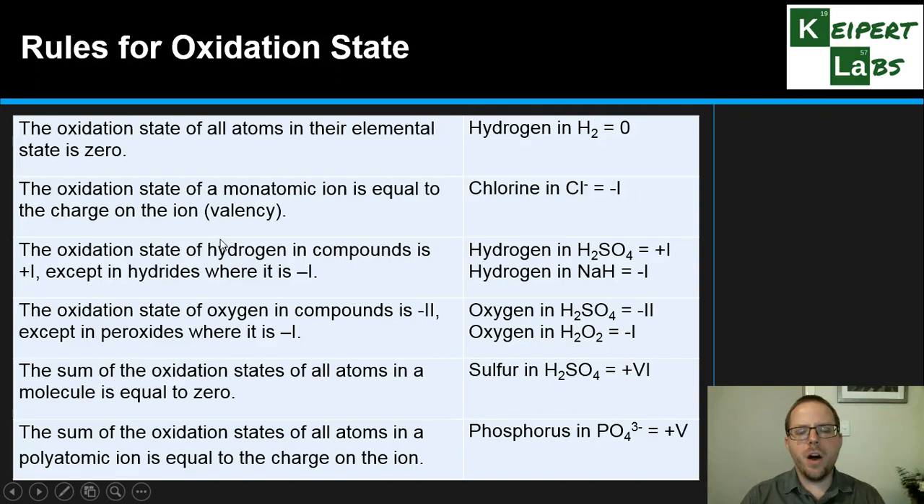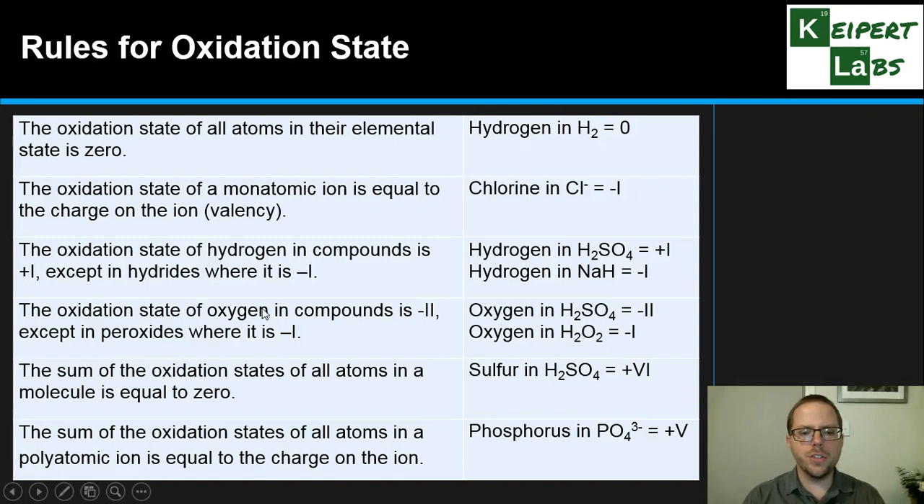The oxidation state of hydrogen in compounds is +1. The only exception is when we're talking about hydrides, compounds where it is -1. So hydrogen in sulfuric acid, H2SO4, is +1. Hydrogen in sodium hydride is -1. Now, very rarely are we practically talking about hydrides and it being an issue. So almost every situation you'd encounter, it would be +1.